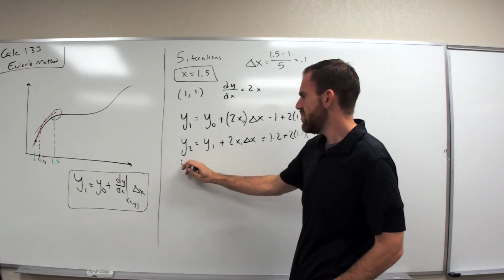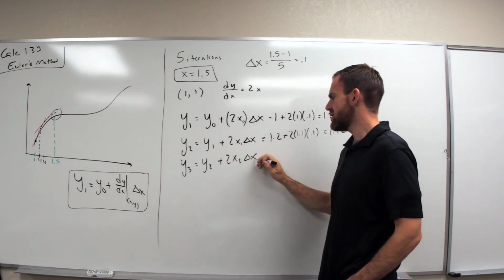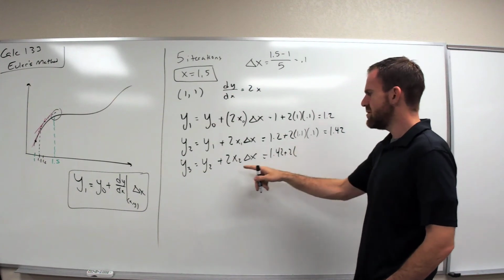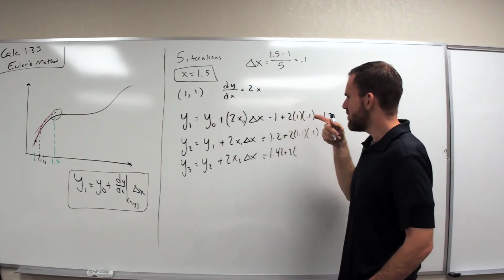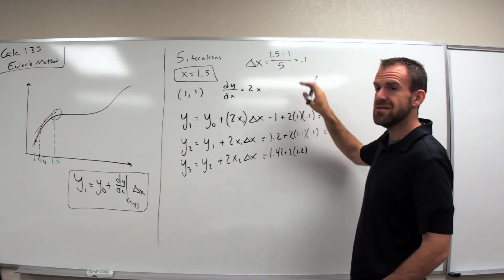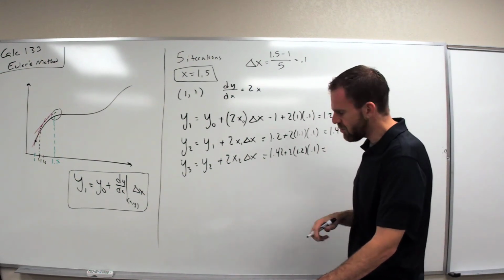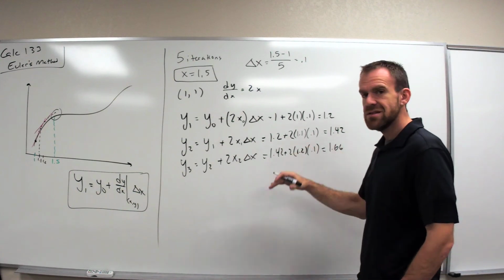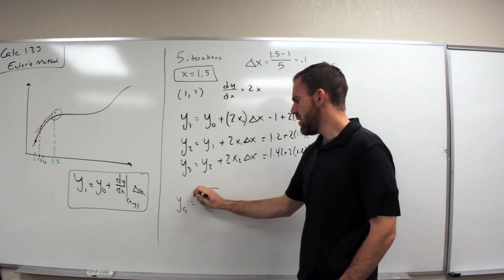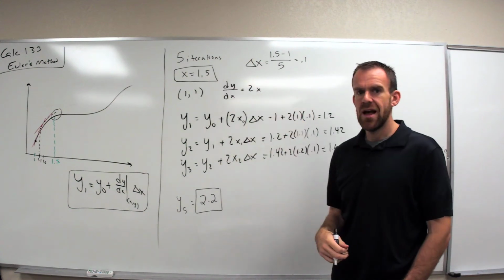Then we do it again. y3 equals y2 plus 2x2 delta x equals y2 was 1.42 plus 2x2. Remember, I was going from 1.1. Now I should be up to 1.2. I'm just adding delta x each time. Times delta x. What do I get? 1.66. And we continue until we get to y5. And that's going to equal 2.2. So that is our approximation of the value of this function at x equals 1.5.